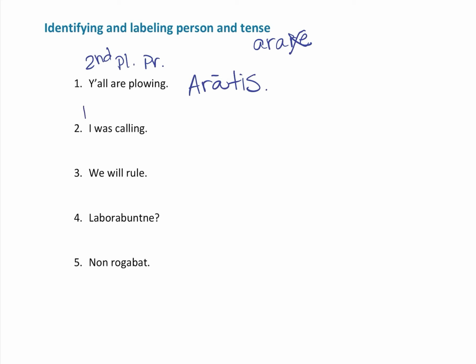All right, I was calling. So I automatically tells us it's first person singular, because I has to be singular, and was is imperfect. So you look up the verb for to call, and it's vocare, the second principal part. Take off the re, and we've got voca. And then now we look at what's the first singular imperfect ending? Bam. That's the one that's not an o. Vocabam.